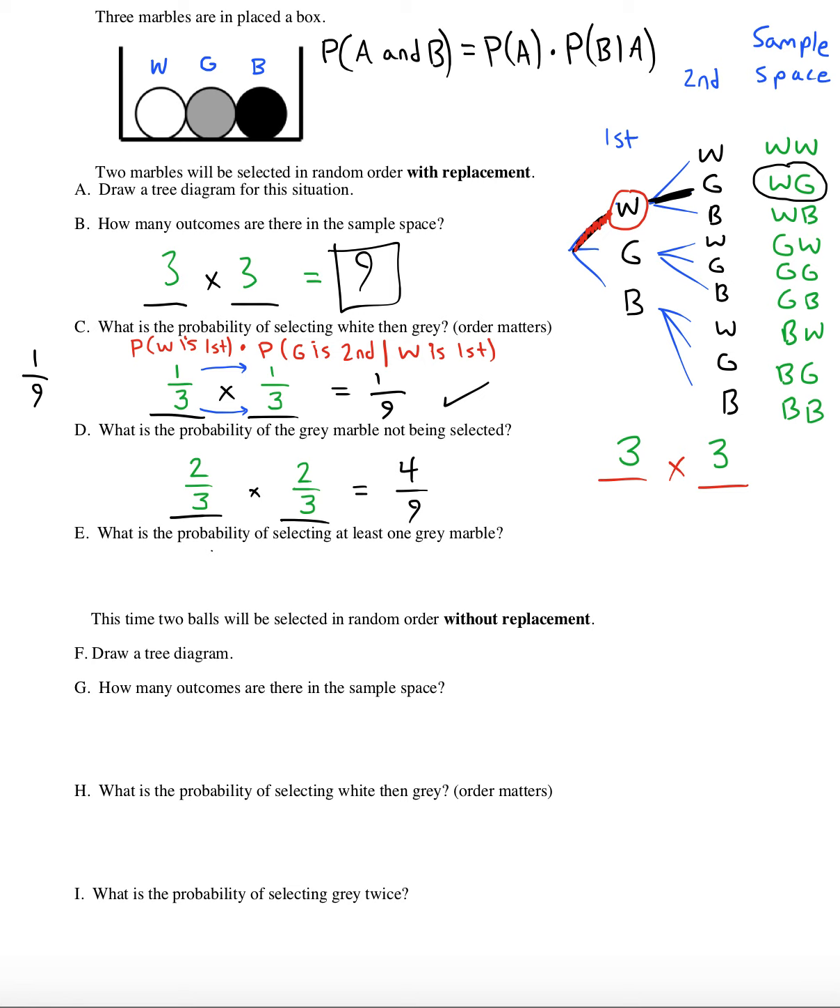All right, now the next question is a little tougher. It says, what is the probability of selecting at least one gray? Here, unfortunately, well, let's see if we could do it from the tree just for a minute. It's a little bit tougher. You have to circle any outcomes that involve a gray or 2 grays.